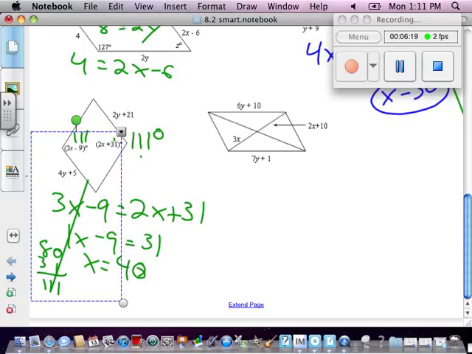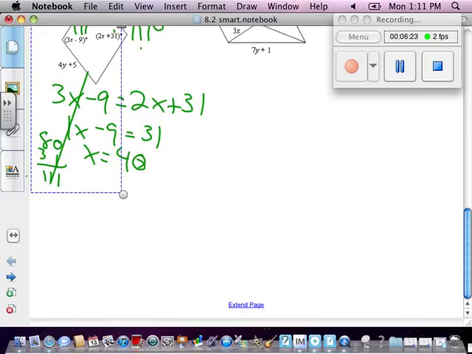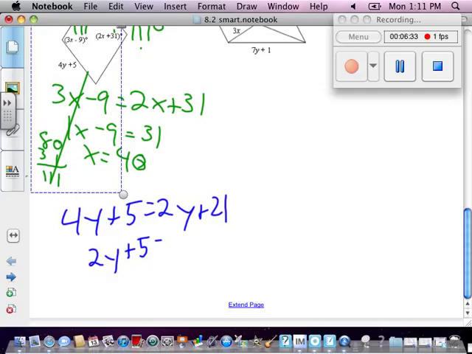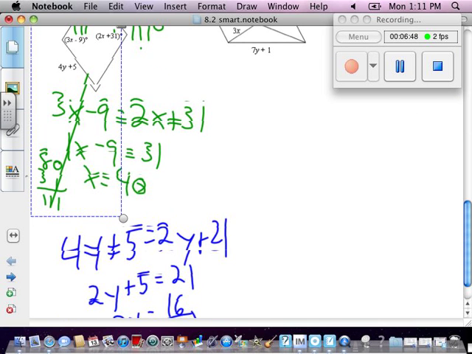Okay, let's find out the sides. The opposite sides are what? Congruent. So 4y plus 5 equals 2y plus 21. Subtract 2y. Subtract 5. Y equals 8. And we could plug that back in too, but it didn't ask us to do it, so I'm not going to make you do it again.